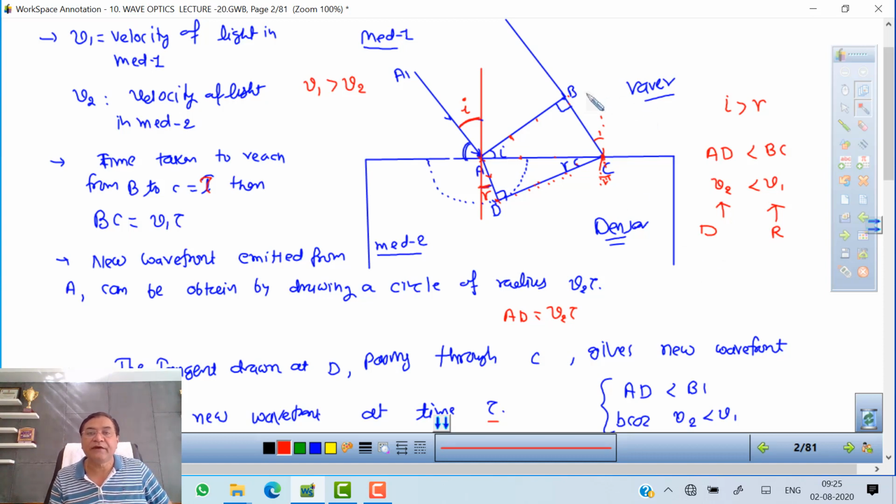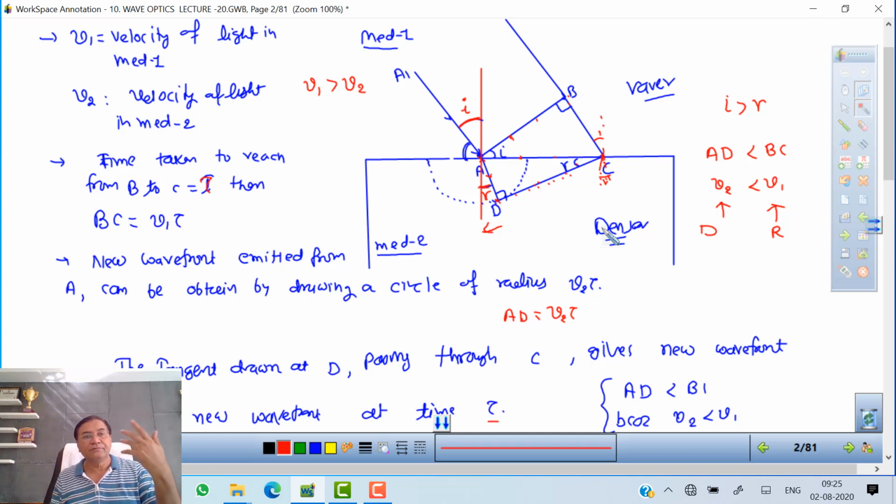So આપણે જાણીએ છીએ કે when a ray enters from rarer to denser, it moves toward the normal, and you can see it moves toward the normal. It deviates toward the normal. ક્યારે? Rarer to denser માં જાય ત્યારે.